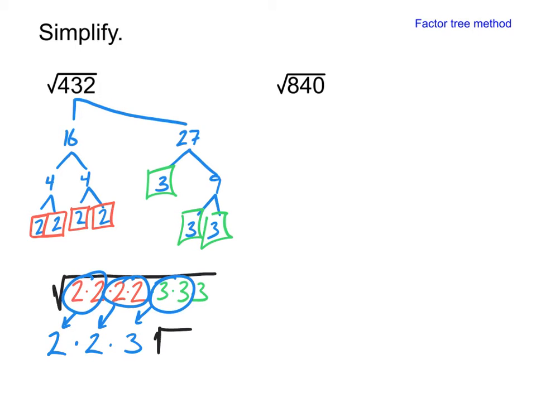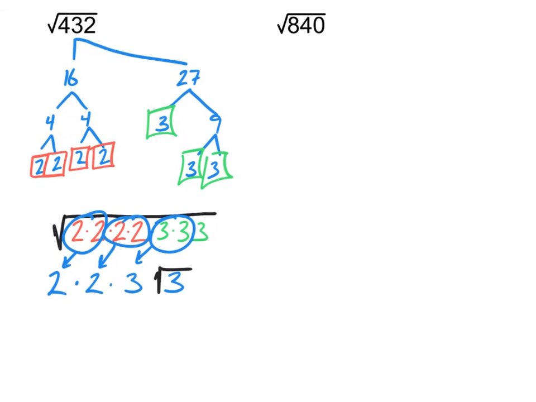Now notice what was not circled here. There was a single 3 that was not circled. Therefore, since it was not circled, it has not been pulled out of the square root. Therefore, it is still inside of the square root. And so then, this is our breakdown.